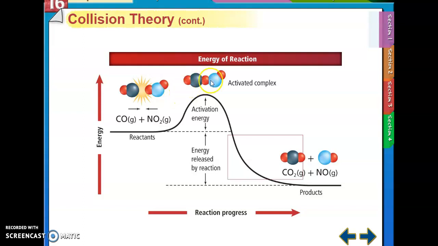And then after we climb that hill, after we get the reaction started, the downhill process is the reaction coming to completion. And so energy here is being released since it's an exothermic reaction. So the difference between that activation energy and where the products end up is our energy being released.